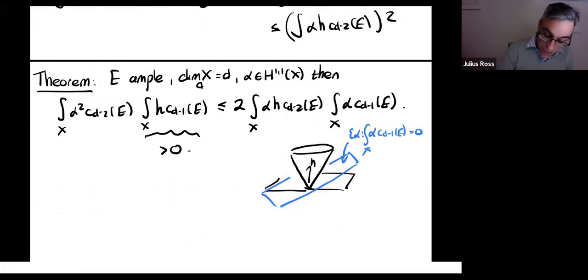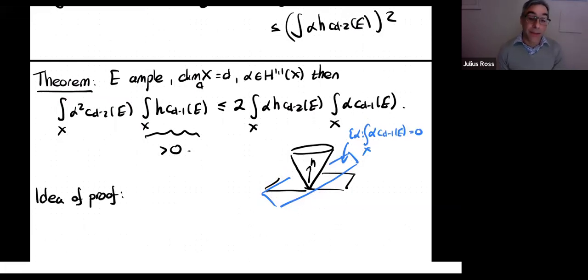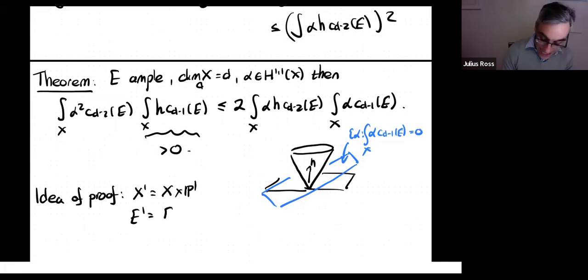Let me just, I won't really say, but the idea of the proof is to say, how can you get something that involves the d-2 Chern class of E and the d-1 Chern class of E? It's a trick: you take X' to be X cross P1 and take E' to be E tensor O_{P1}(1).